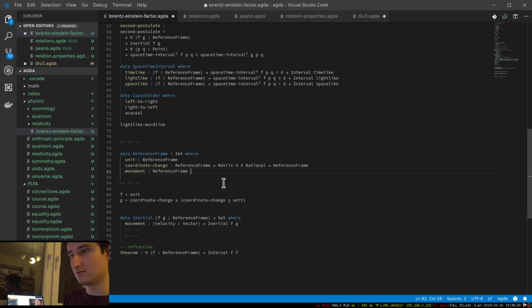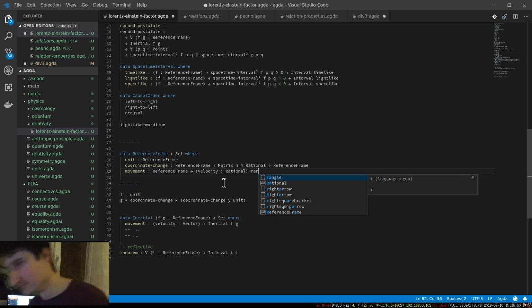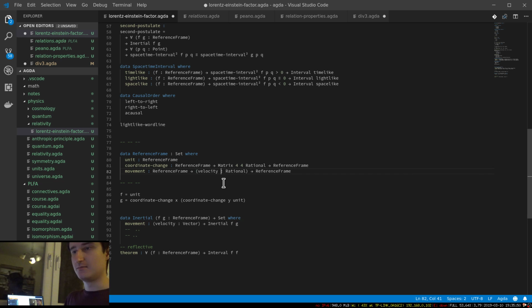Given a reference frame, we could move in some direction by, let's say, some velocity, which is a rational number in some units of measure, and we get a reference frame. Although I would say that the velocity can have derivatives. It could be a function from time to velocity at that point in time.